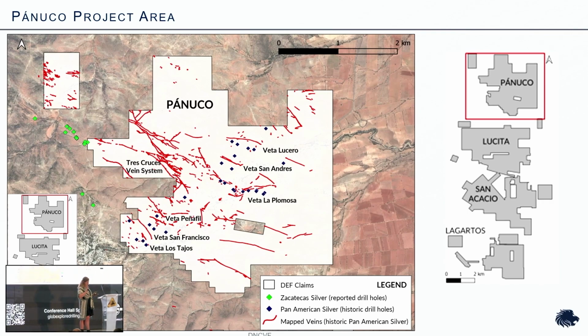So, kind of just a brief intro to the PANUCO portion of the property. This is part of the land package that we are acquiring from Pan American Silver. And they did a bit of drilling here in the past and some mapping campaigns. The zone that we're particularly focused on and interested in right now has not been drilled. It's here in what's labeled as the Tres Cruces vein system.